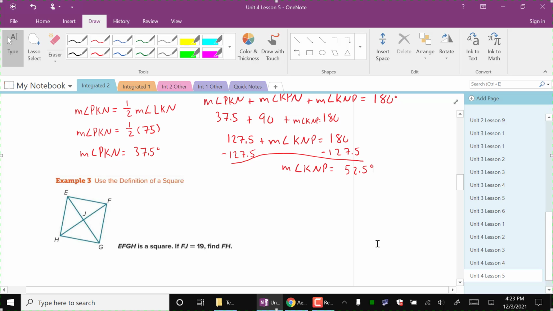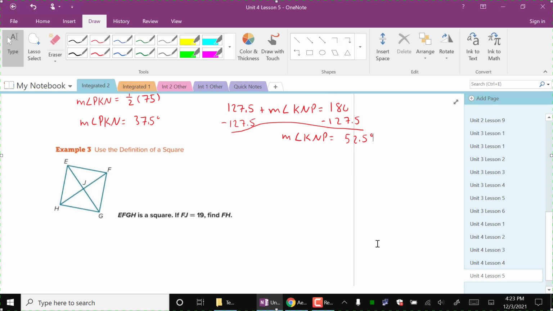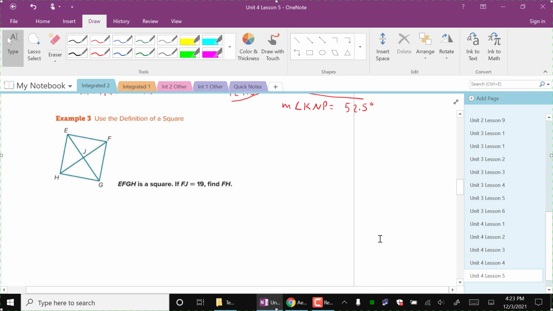So now we want to use the definition of a square. So we know that EFGH is a square, and we know that FJ equals 19. So we want to find FH. Well, FJ is going to be congruent to the other half, JH, because it's a square. It's the definition of a square.